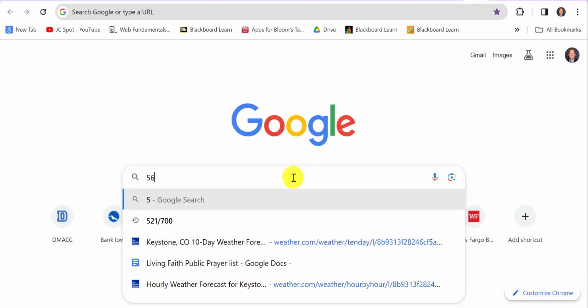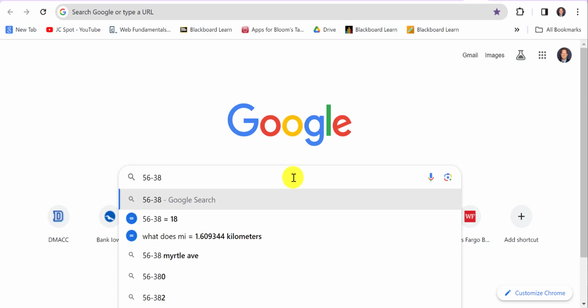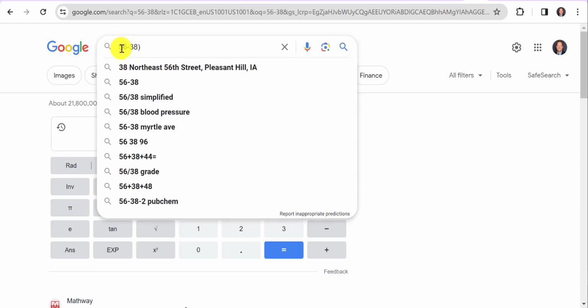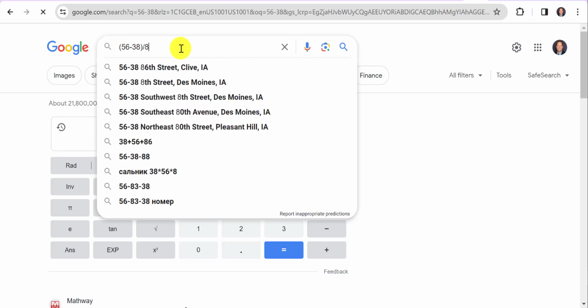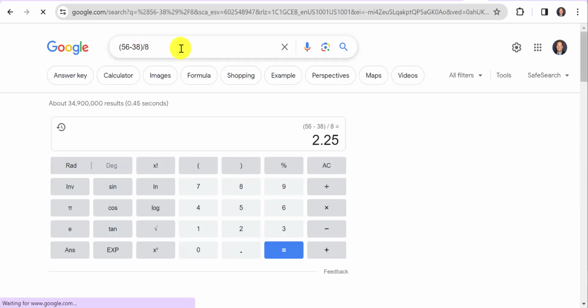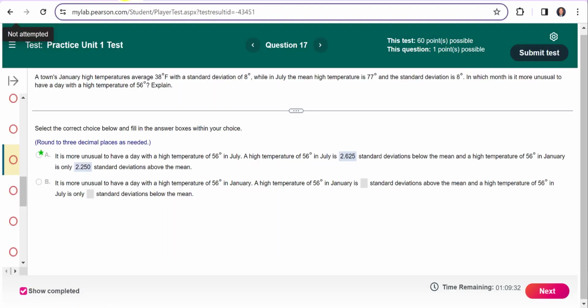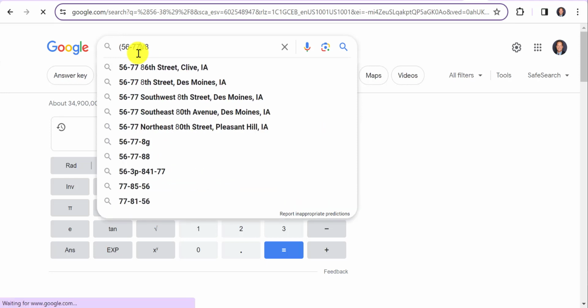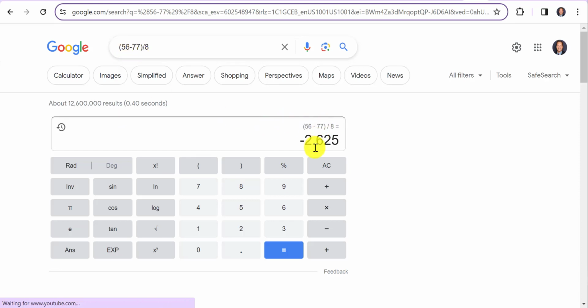So if I go 56 minus 38, that's 18. And then if we divide that by 8, our z-score is 2.25 standard deviations above the mean. So that's significantly above. And the other one was what again? 77. So we do the exact same calculation, but we go 56 minus the mean of 77. That's negative 2.625. So that's actually more extreme.